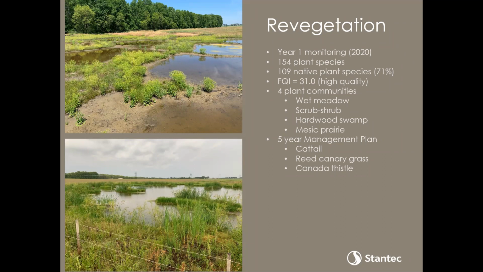We call it an FQI rating, and anything over 25 in an FQI rating is high quality. And again, we've got these four different plant communities: wet meadow, scrub shrub, mesic prairie, and hardwood swamp. And we've got a five-year management plan. Like I said before, you build it, you've got to stick with it. What we're finding in this first year of monitoring is we really have to pay attention to things like cattail, reed canary grass, and Canada thistle. Those are going to be our bad actors.